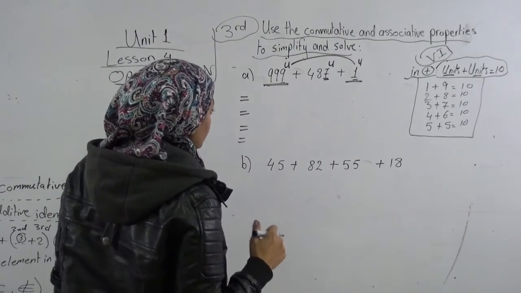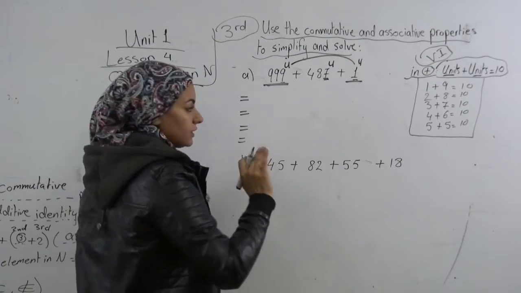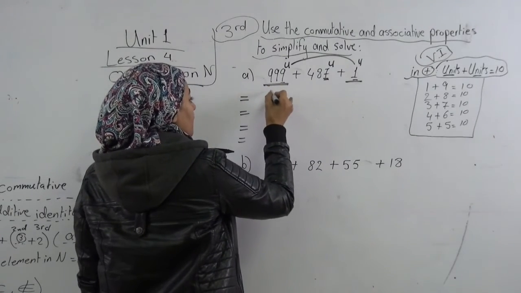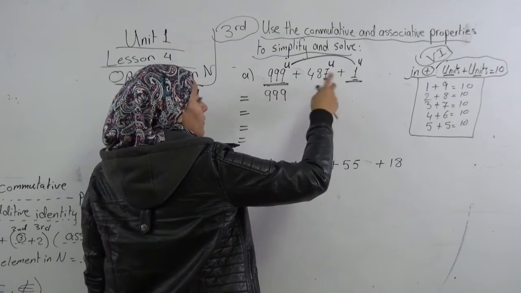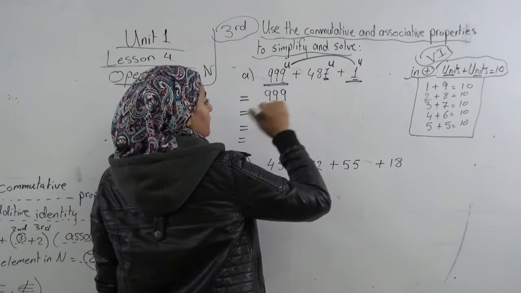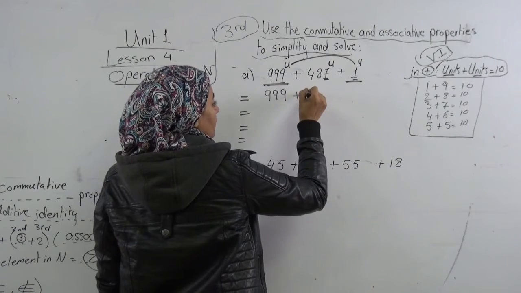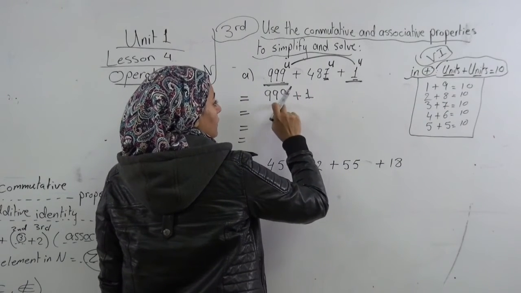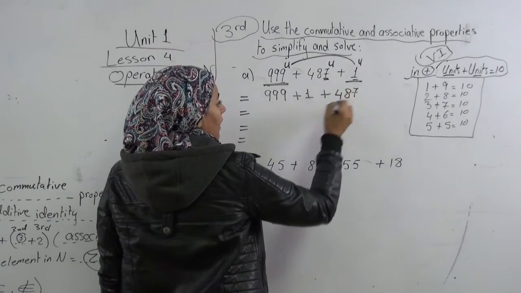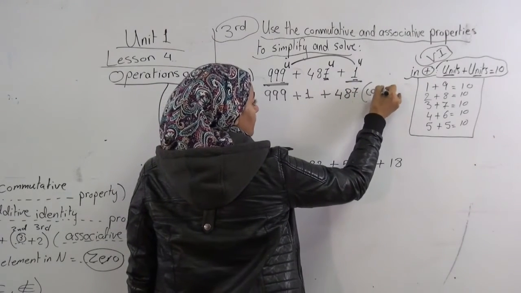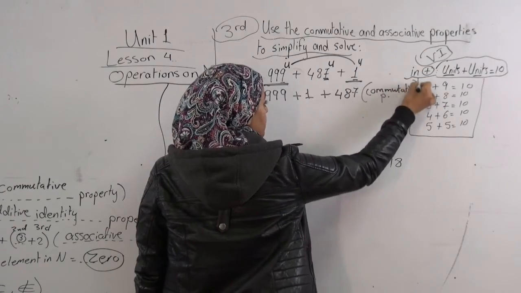What we are going to do now is use the commutative and associative properties to create more zeros to simplify this problem. The first step is to use the commutative property, where we exchange the places of the numbers to bring the numbers that will give me more zeros beside each other. We will bring 1 beside 999 and then put 487 at the end, and this is called the commutative property, where we exchanged places of the numbers.